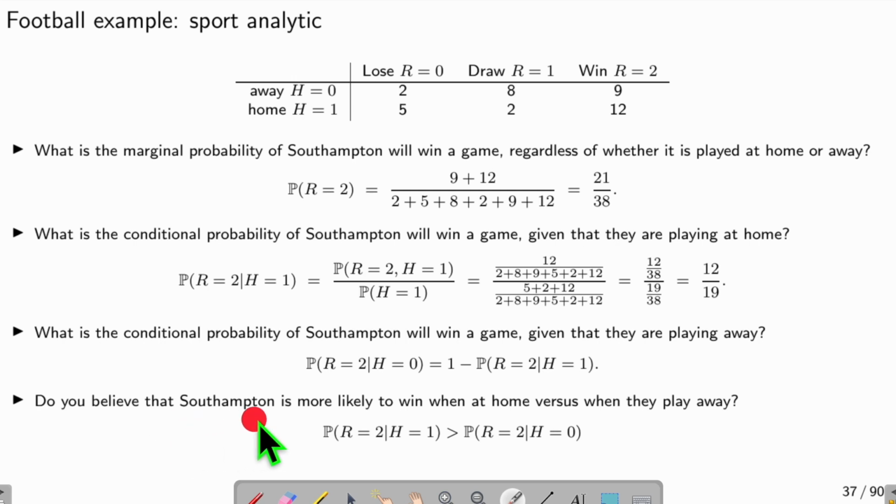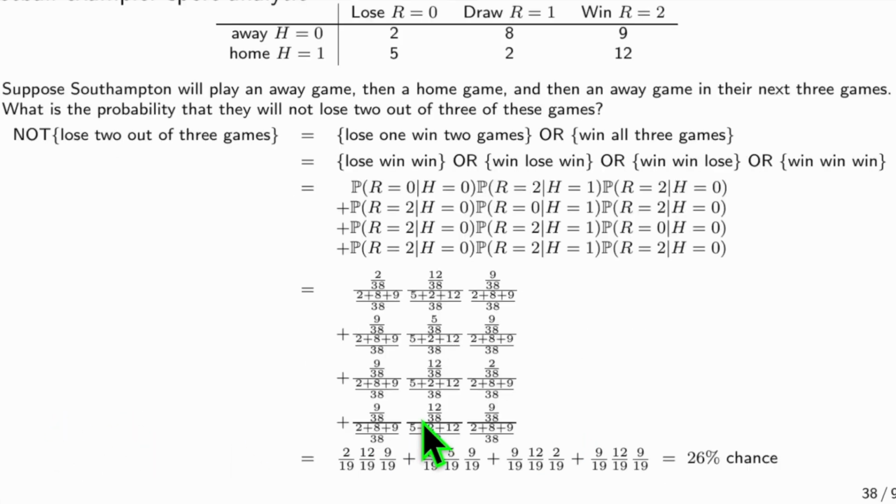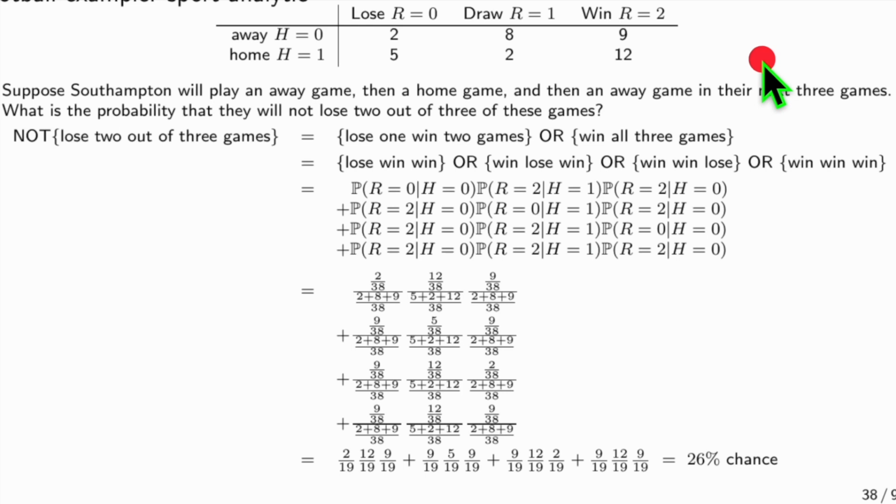Do you believe that Southampton is more likely to win at home than when they are playing away? So basically it is comparing the win rate given that they are at home versus the win rate given that they are away. So the win rate at home is 12 over 19. The win rate when away is 7 over 19. So the win rate at home is bigger. So this is true. So now here is a very complicated probability.